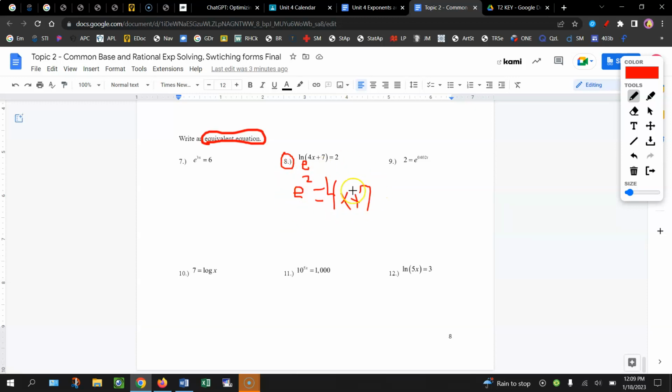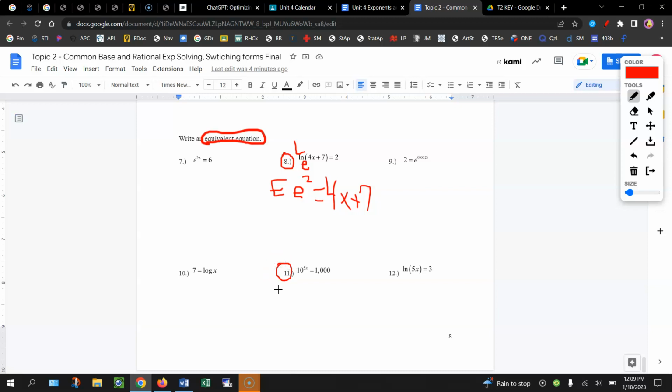That's the equivalent equation. This is in log form. How do I know that? It says ln. If it says ln or log, that's in log form. When we switch it, this is in exponential form. All right, let's look at one more.